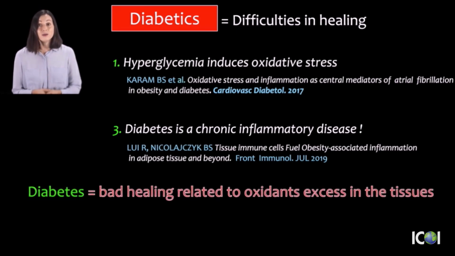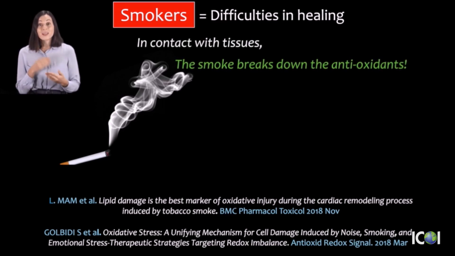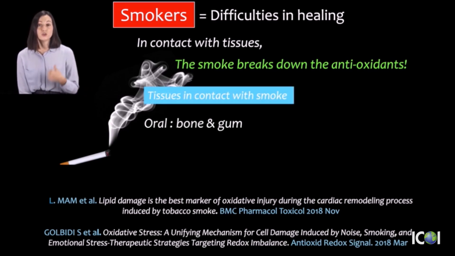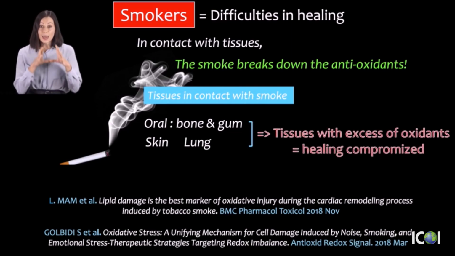Diabetics have bad healing because they have too many oxidants in the tissue. The smokers also. From a surgeon's point of view, the problem is not the tobacco. It's not a vascular disease. It's actually the smoke, which, when in contact with tissue, will break down the antioxidant. And which tissue? The smoke enters the oral cavity, bone and gum, the skin and the lungs. Those tissues will have an excess of oxidant and thus a compromised healing.